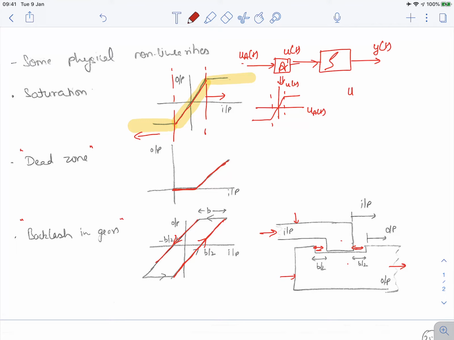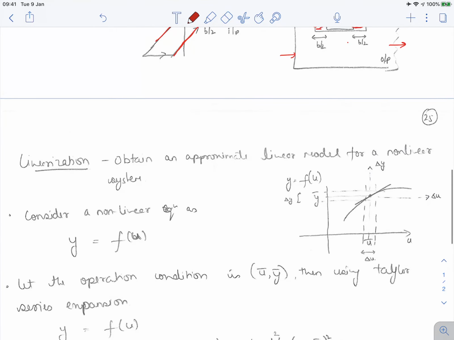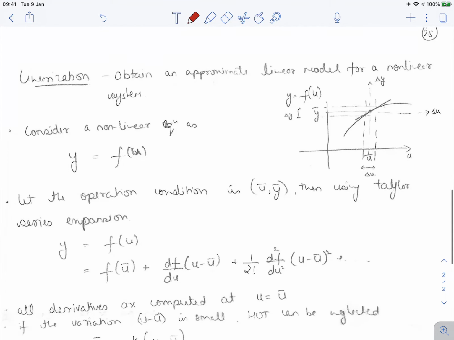Okay, so this is also another type of nonlinearity. Now if we have such kinds of nonlinearities, you cannot obtain the transfer functions and also the linear state space representation to compute its solution and do further analysis. So that's why we use this concept of linearization, where we want to obtain an approximate linear model for a given nonlinear system.